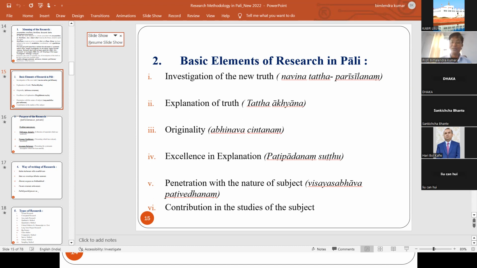In the same way, an element of research is how you are penetrating into the nature of the topic or the subject of your research. How you are going deep inside the subject, how you are making a deep investigation of your subject. So there is another aspect: how much you are penetrating into the nature of the subject by collecting your research materials and analyzing those concepts in a proper manner. This is another basic element of the research.